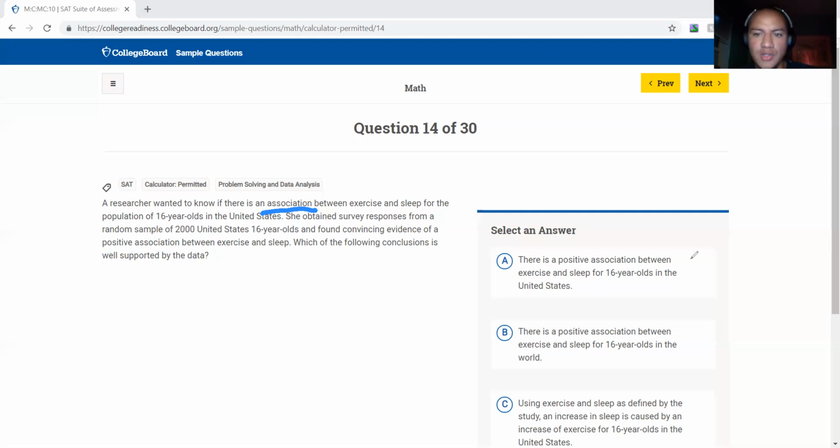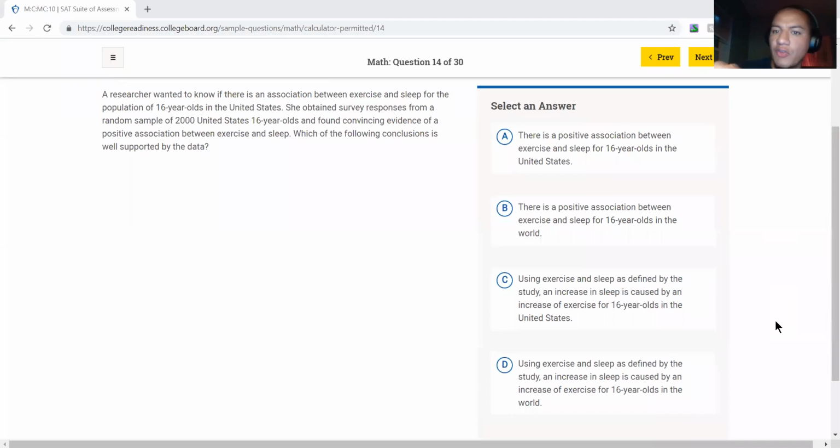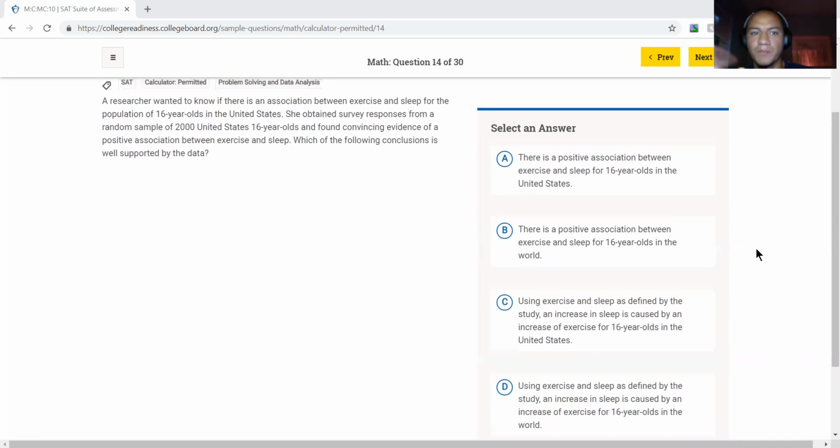There's a positive association between exercise and sleep for the 16-year-olds in the United States. Honestly, I would just click this right away because that sounds reasonable. But on a test, I would only do that if you're extremely pressed for time. And you shouldn't be, because it seems easy enough. Let's see the next option. There's a positive association between exercise and sleep for 16-year-olds in the world. That's not true, because it says here, United States. So that can't be true. Or it might be true, but it might not be true. So there's some doubt there. So it can't be B.